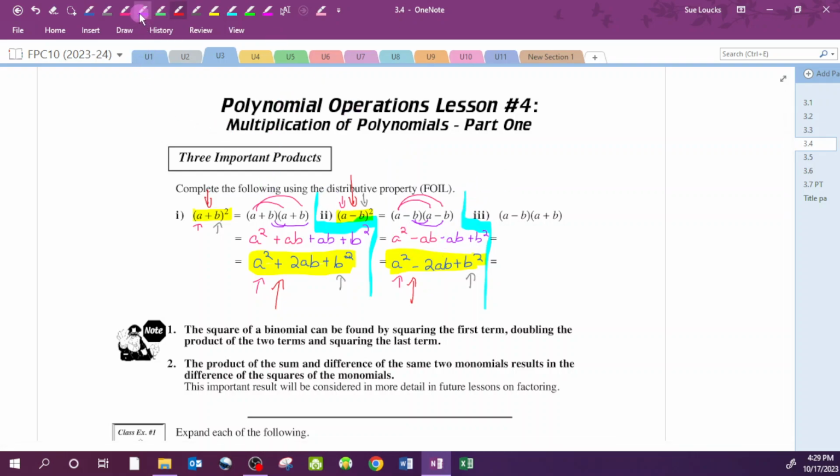The other one that we're going to look at here is when one is a minus and one is a plus. So if we FOIL this out, we get a squared plus ab, and then we get minus ab, and then minus b squared. So if you look at this, you'll see that these middle terms actually cancel each other out. And what you end up with is just a squared minus b squared. And we call this a difference of squares.